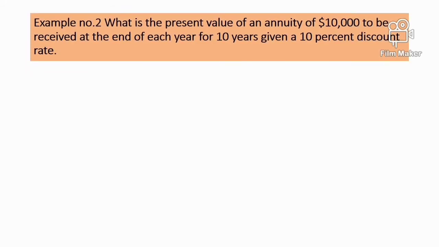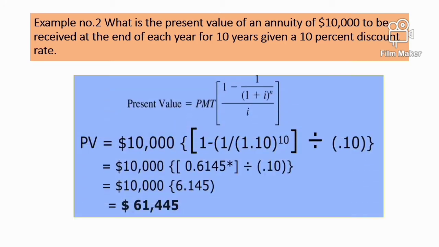Example number 2. What is the present value of an annuity of $10,000 to be received at the end of each year for 10 years given a 10% discount rate? This is the formula for the present value, where PMT stands for the annuity payment, times 1 minus 1 divided by 1 plus interest raised to the number of years, divided by interest. So let's substitute: 10,000 multiplied by 1 minus 1 divided by 1 plus 0.10 raised to 10 years, divided by 10%.